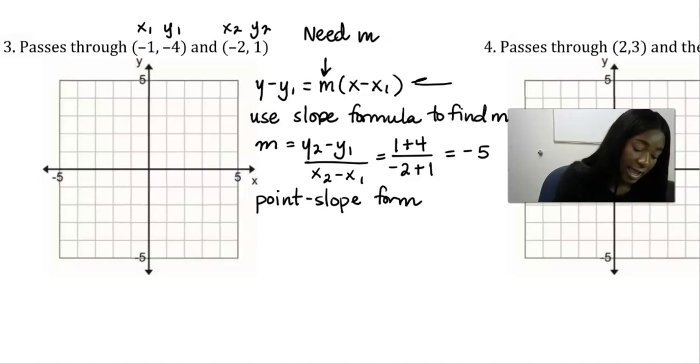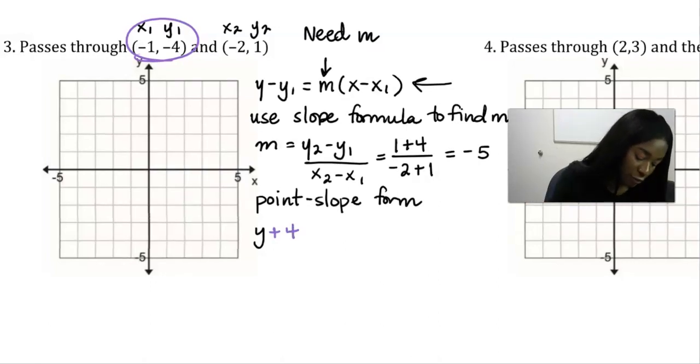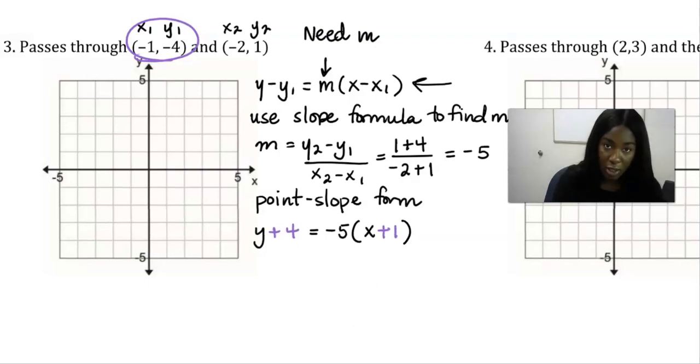by filling this out. So let's say I choose to use the first point, then I would have y minus y1. y1 would have been a negative 4, so if I'm doing minus negative 4, it would turn into a plus 4, is equal to m, which we calculated as negative 5, times x minus x1. x1 would be a negative 1, so that would turn into x plus 1. This is the line in point slope form.